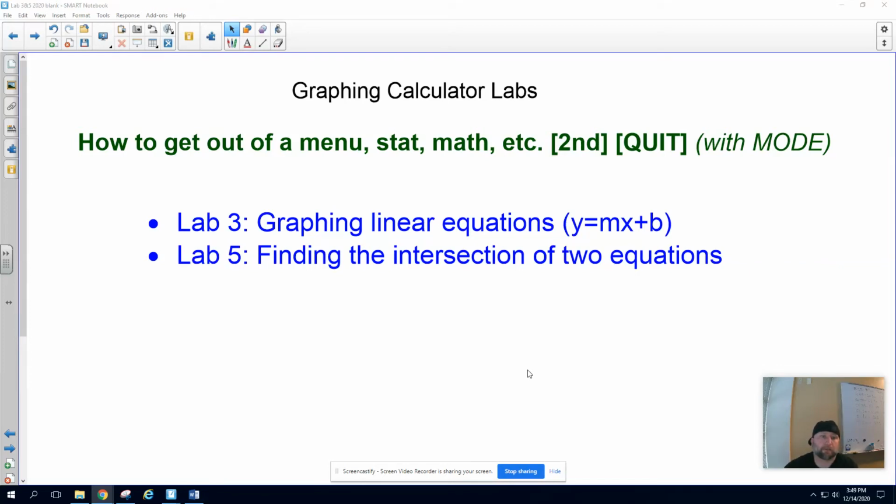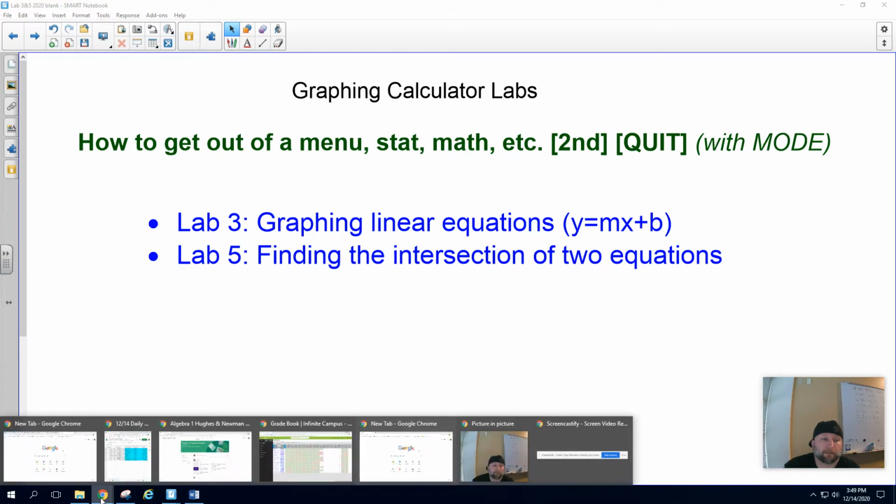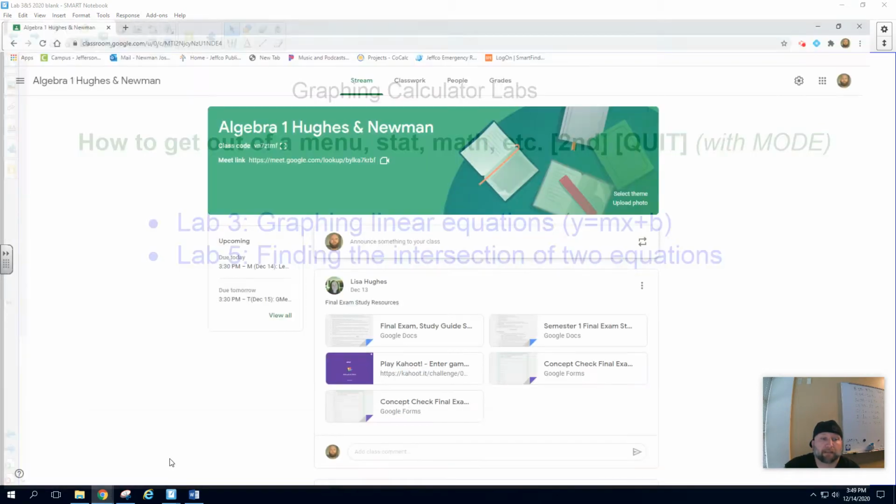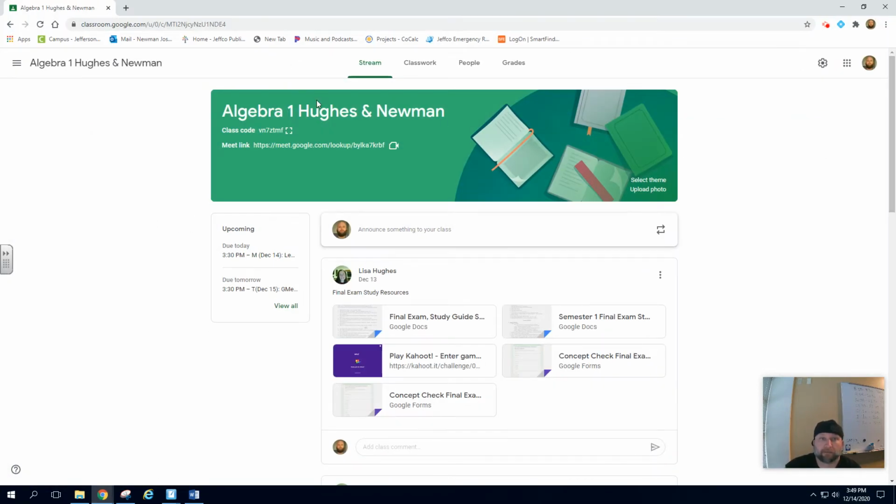So today we're going to do lab 3 and 4 for the graphing calculators. Lab 3 is graphing linear equations, and lab 5 is finding the intersection of two equations. First thing that we have to do is actually go back into the online graphing calculator that we have.